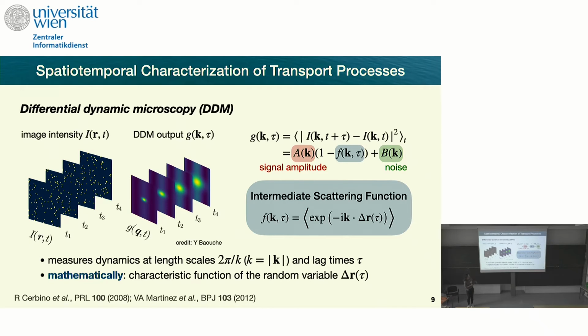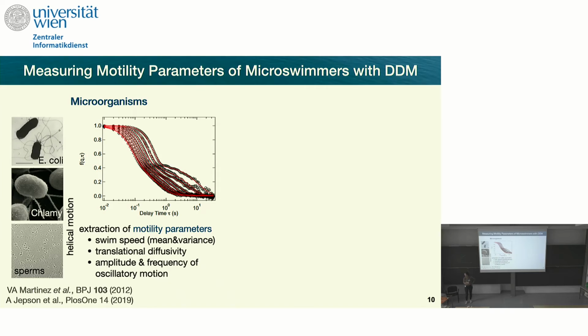As Roberto also pointed out, this function allows us to measure dynamics at different length scales, resolve dynamics at small as well as large length scales. And mathematically, it's a characteristic function of this random displacement variable, so we can actually look at it analytically. So I'll just show you perhaps some work where DDM has been used to actually study the transport properties of microorganisms.